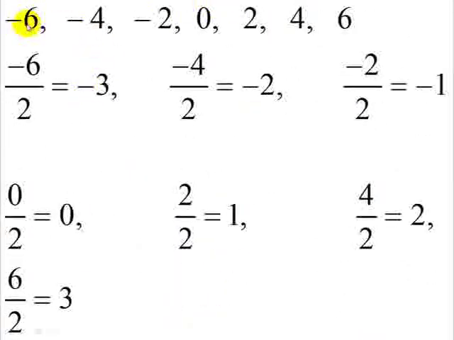Now, these are examples of even numbers: -6, -4, -2, 0, 2, 4, and 6. When we divide -6 by 2, the answer is -3. The remainder is 0. That is why -6 is an even number. When we divide -4 by 2, the answer is -2, no remainder. -2 divided by 2 is -1. 0 divided by 2 is 0. 2 divided by 2 equals 1, 4 divided by 2 equals 2, and 6 divided by 2 equals 3. So when we divide even numbers by 2, it leaves no remainder, as shown by the illustration we have here.